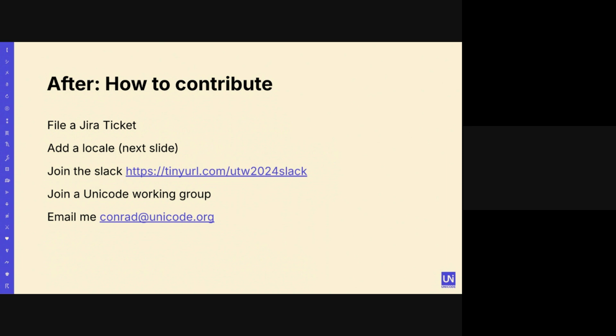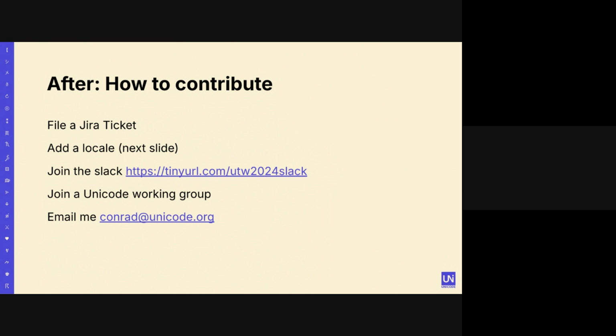Afterwards, how to contribute. You can file JIRA tickets. You can add a locale. Let's explain that in the next slide. Join the Slack, which I have a tiny URL for as well. Join a Unicode working group, and you can email me for all this.